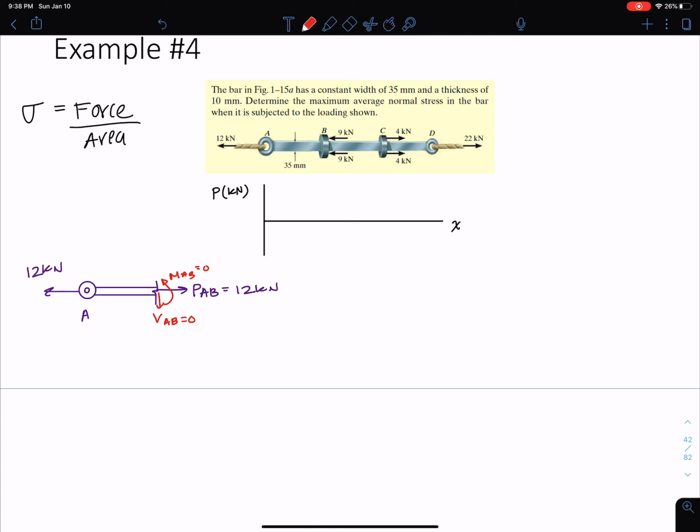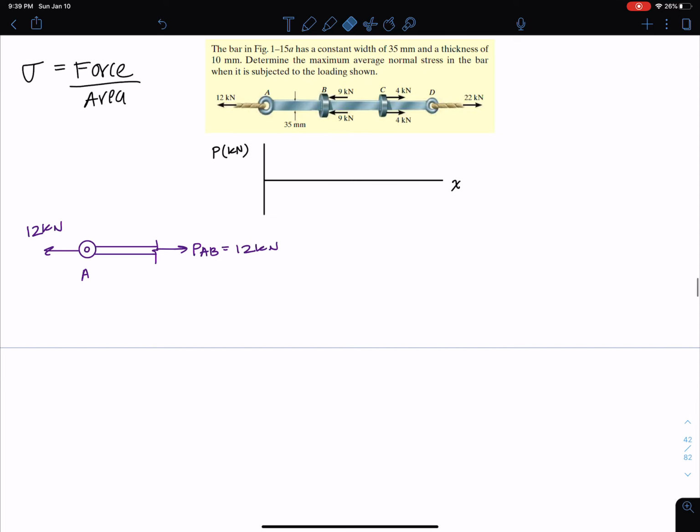Okay, and I can't have a moment from an axial load because it passes through the axis I would take moments about, right? So I'm actually just going to go ahead and erase these. They're irrelevant for axially loaded members. I don't care about them. Okay, so I have one internal force. I'm going to continue and solve for the rest of these internal forces by making cuts, and then I'm going to show you the load diagram way.